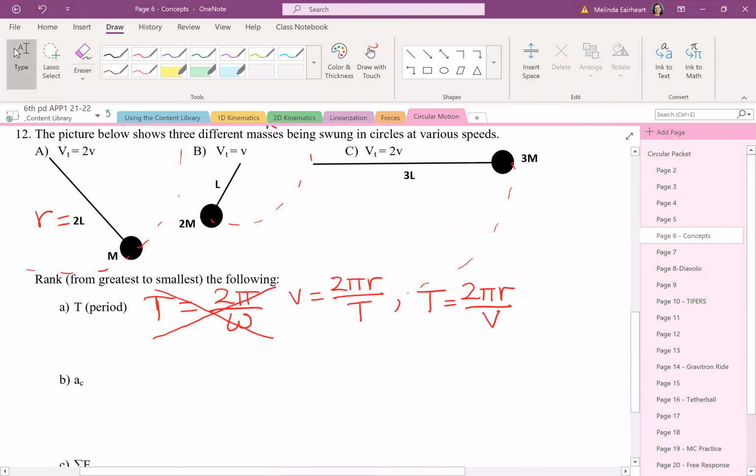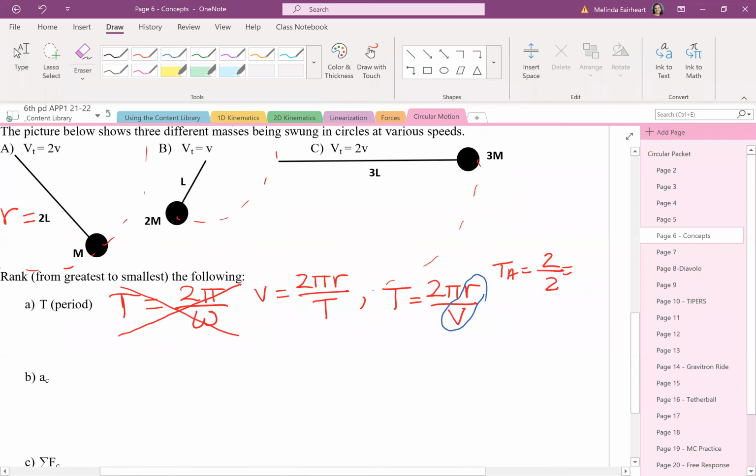And so let's actually use the proportions that they give us. Okay, they don't give us meters per second or kilograms or meters, but they give us the proportion factor. And so the period of A, let's see, 2 pi is going to be the same for everybody. So it really just depends on that ratio of r to V. And so the radius of A is a factor of 2. And the velocity factor is also a 2. So 2 over 2 is 1.